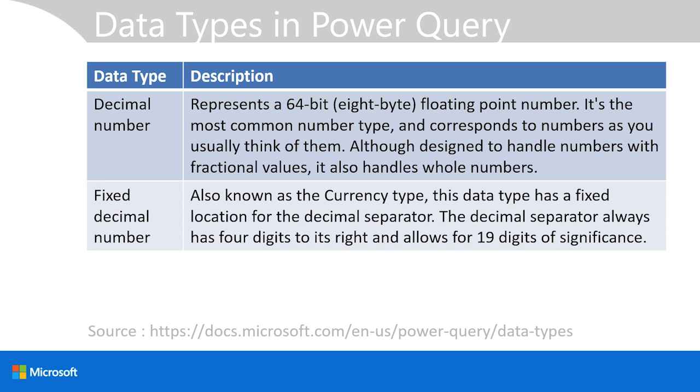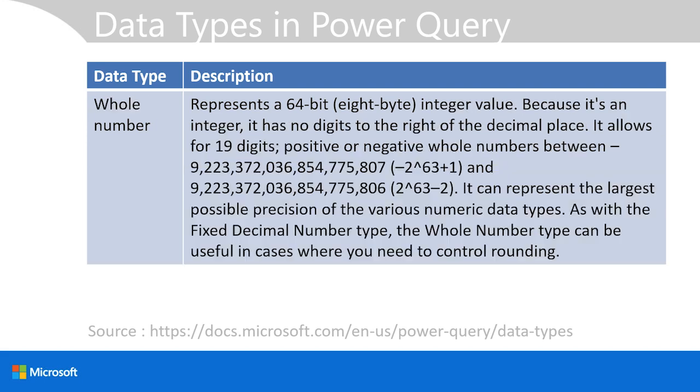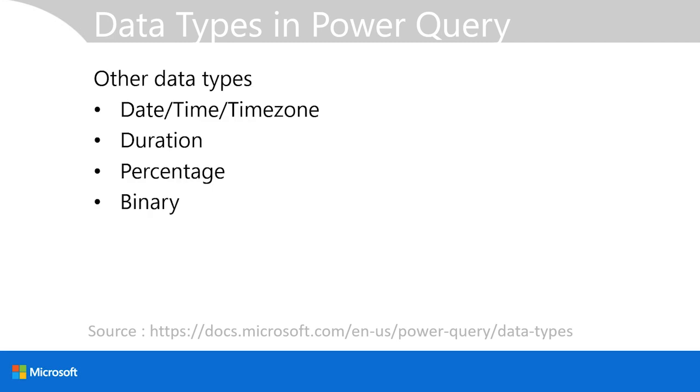There's the decimal number, which represents a 64-bit 8-byte floating point number. It's the most common number type and corresponds to numbers as you usually think of them. There's a fixed decimal number, also known as the currency type. This data type has a fixed location for the decimal separator. The decimal separator always has 4 digits to the right and allows for 19 digits of significance. There is a whole number data type, which represents a 64-bit 8-byte integer value. Because it's an integer, it has no digits to the right of the decimal place.